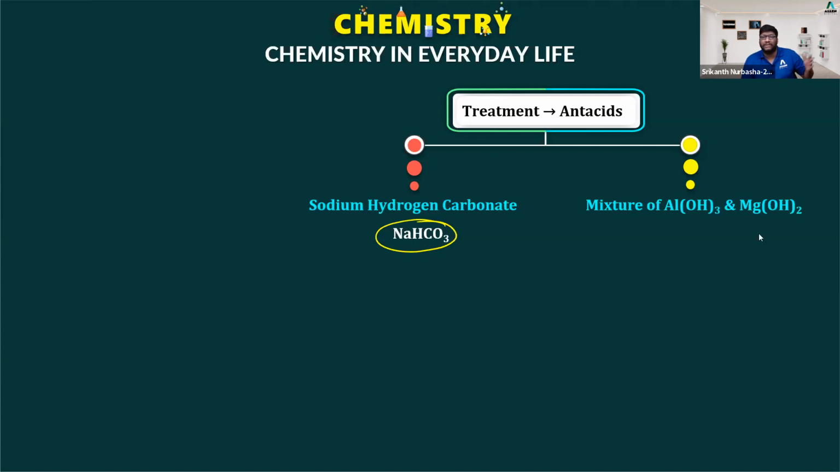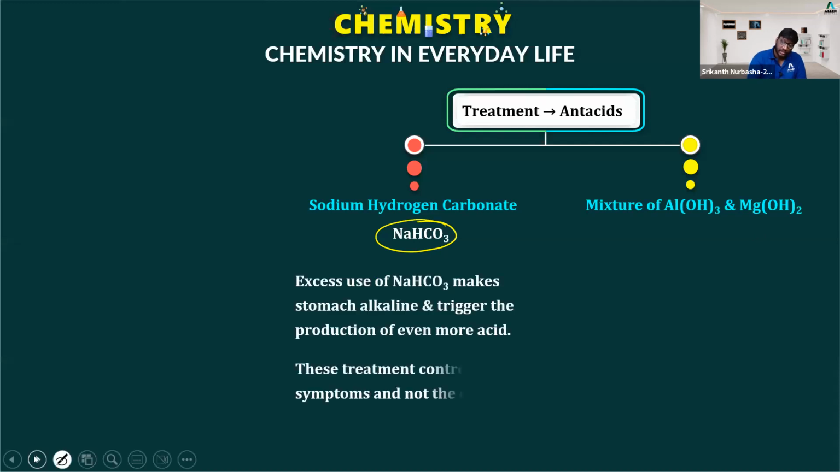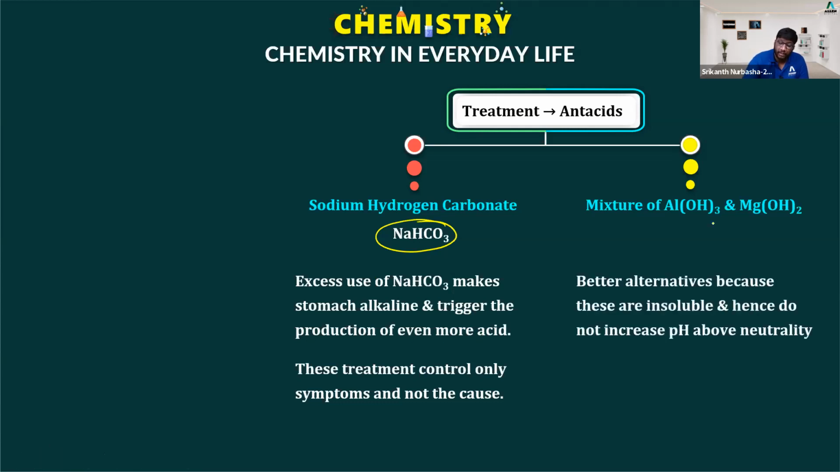If you make it alkaline, that will trigger the production of even more acid, which will be even more dangerous. But if you take the mixture of aluminum hydroxide and magnesium hydroxide, they are basic and will react with the acid. But since they are not soluble, they will never raise the pH above 7. So they will not make the stomach alkaline. They are a better alternative compared to NaHCO3. Excess usage of NaHCO3 makes the stomach alkaline and triggers the production of even more acid, whereas aluminum hydroxide and magnesium hydroxide are better because they are insoluble and hence do not push the pH above neutrality.